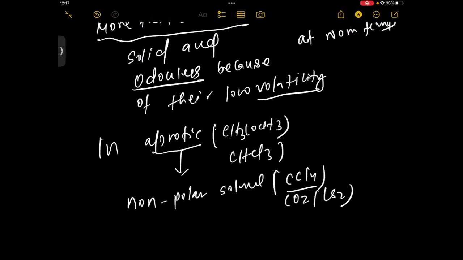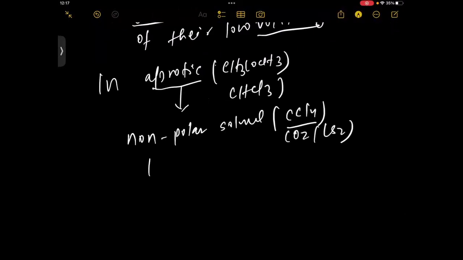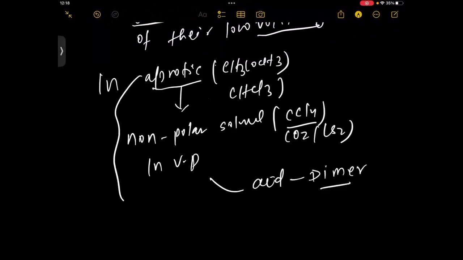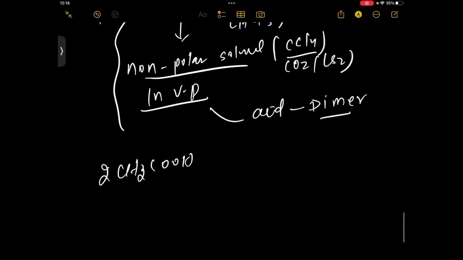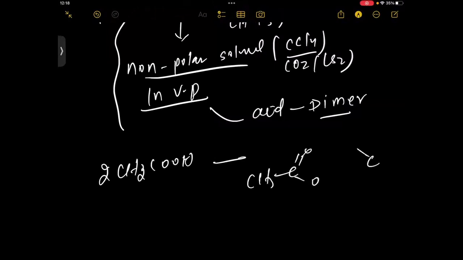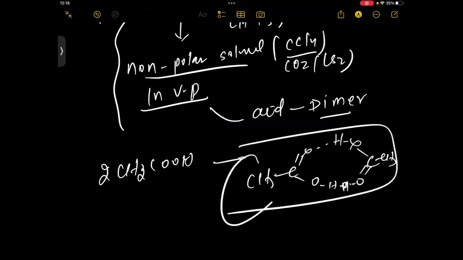Or in vapor phase, your acid will form the dimer. What is the dimer? Dimer means 2 moles of acetic acid, when you have taken a non-polar or aprotic solvent. So what happened? The compound CH3, C double bond O, O, H is there, right? Here is the H, and here is the H. So it will form hydrogen bonds, and it forms the dimer. 2 moles you have taken, and 1 molecule will form.